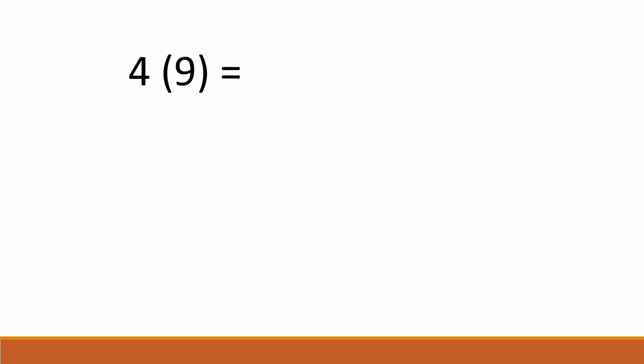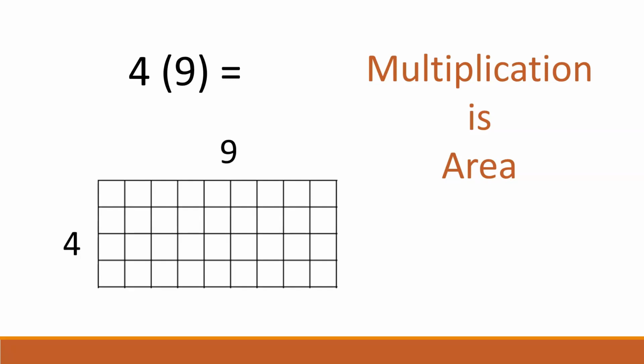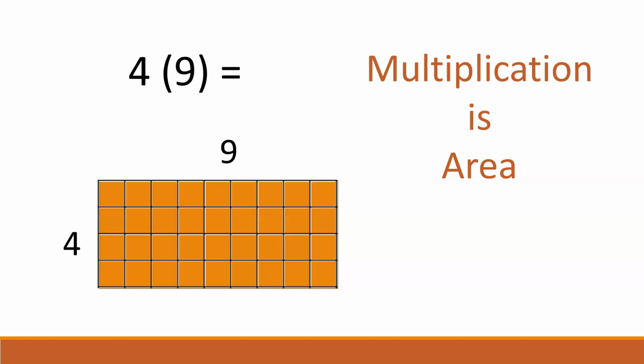One way to look at multiplication is with an area model. So if we want to multiply 4 times 9, we just need to think of a rectangle that measures 4 units by 9 units and count the number of squares or square units within the rectangle. In this case, we have an area of 36.